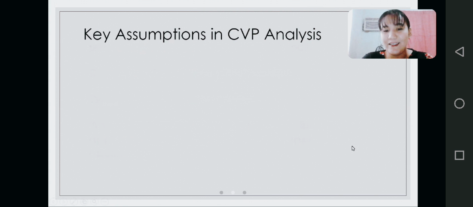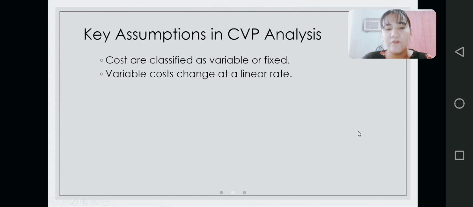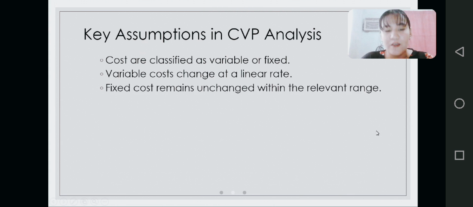Now, what are the key assumptions in CVP analysis? First assumption is costs are classified as variable or fixed. Basically, in CVP analysis, we will be using variable costing. Variable costs change at a linear rate. So that's the nature of variable costing. If the sales went up, your variable cost is high also. Fixed cost remains unchanged, of course, within the relevant range. As long as we are in relevant range, fixed costs will be constant.